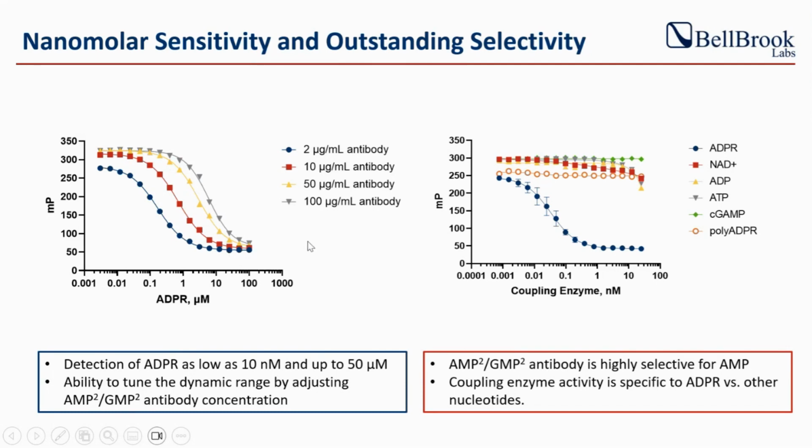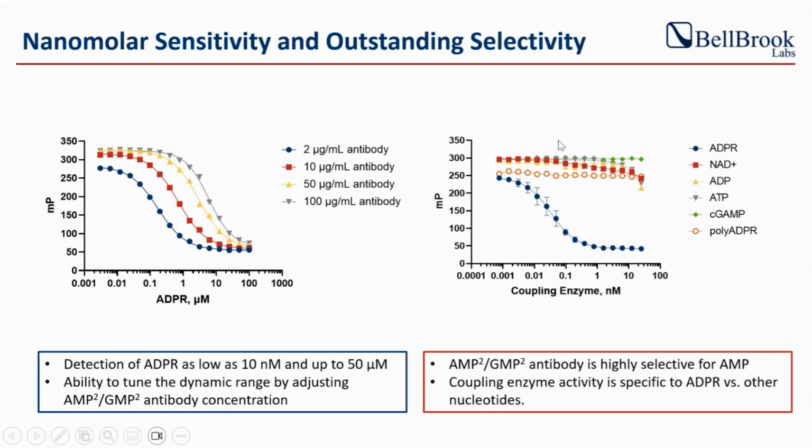One cool thing about this assay is we can tune the dynamic range by adjusting the antibody concentration. For example here, if you want to detect from 10 nanomolar to about 1 micromolar, you can use 2 micrograms per ml antibody. And if somebody wants to detect from 1 micromolar of ADPR up to 10 micromolar of ADPR, they can use 50 micrograms per ml of the antibody. So that will fit your application, depending on how much substrate or what amount of enzyme you use. You can tune your assay towards that.